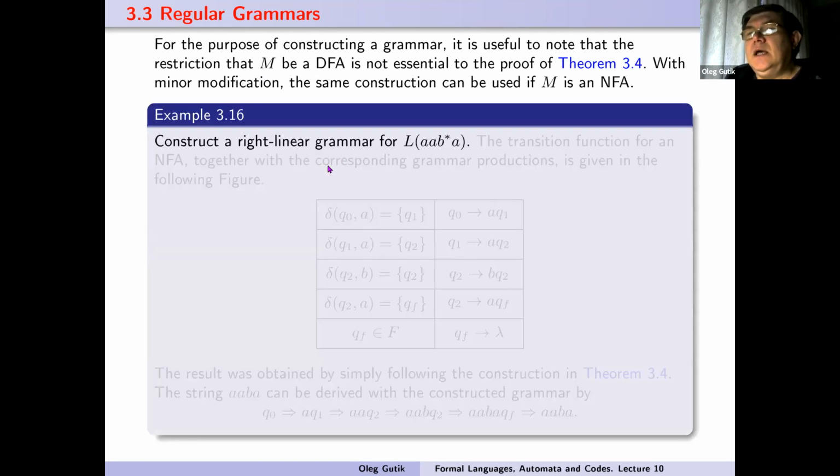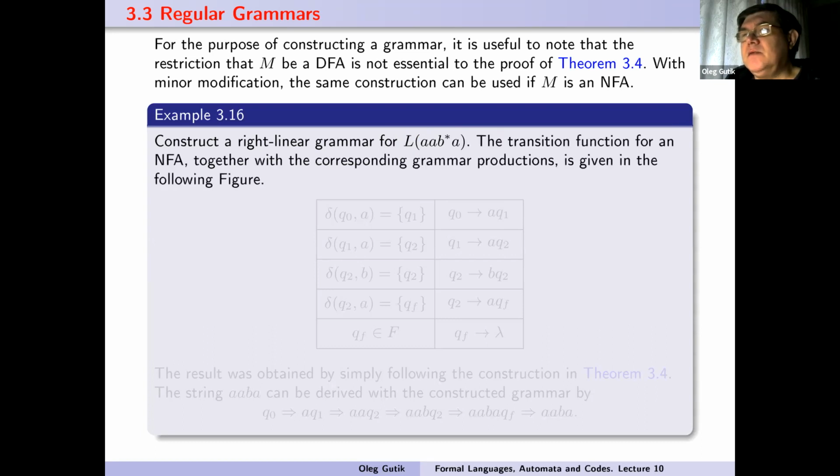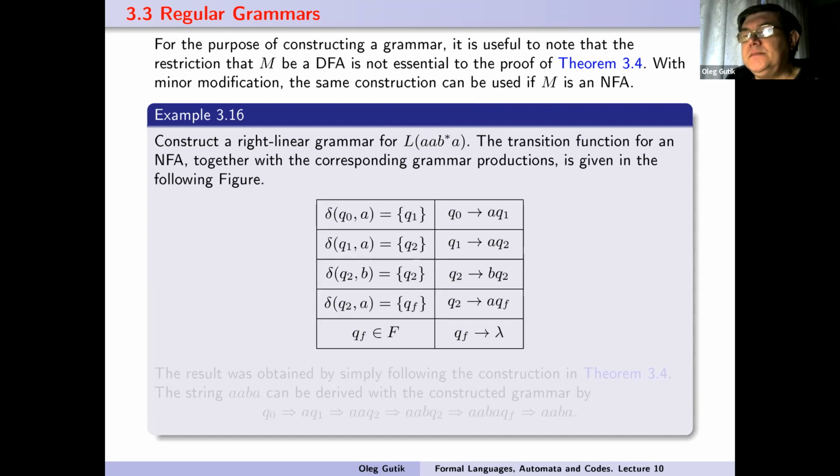Example. Construct a right linear grammar for the following language: L of a b star a. The transition function for a deterministic finite acceptor, together with the corresponding grammar productions, is given in the following figure. The result was obtained by simply following the construction in Theorem 3.4.